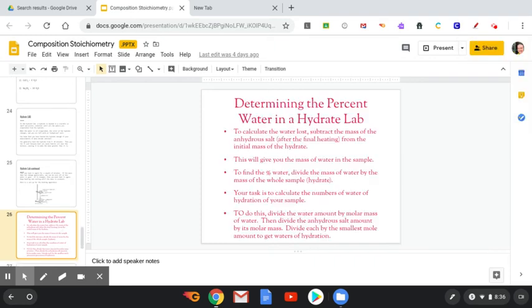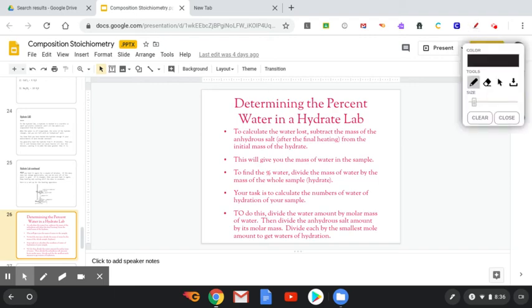Okay. So now the important part about this is the calculations. To calculate the water lost, you're going to subtract the mass of the anhydrous salt after final heating from the mass of the initial hydrate. Now, something you have to be careful about here is the mass of the crucible also. Because when you measure the mass of your anhydrous salt, you're also measuring it inside the crucible. So you're going to have to subtract the mass of your crucible from both of these measurements before you can actually get the mass of your water lost, okay?